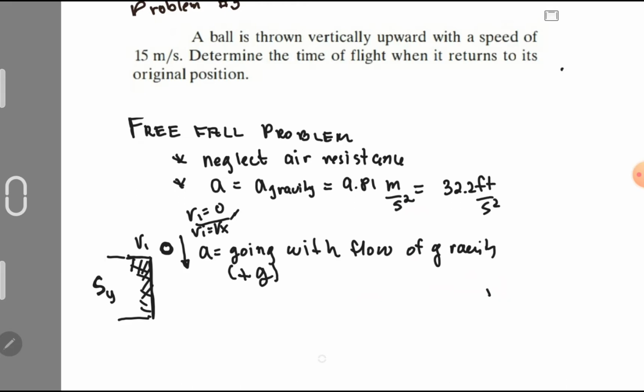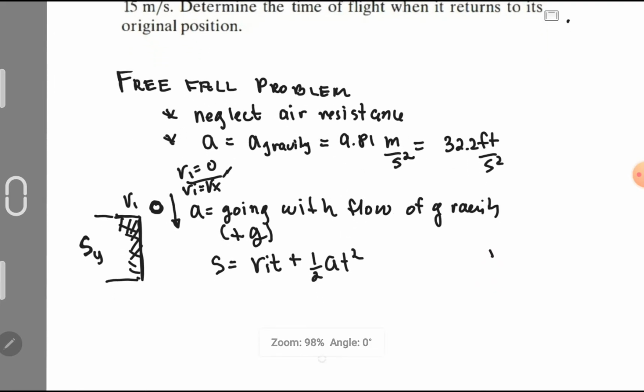Okay? So later on, you will realize this situation. Kaya ang ginagamit ko lagi is, let's say, S is equal to Vi t plus 1/2 a t squared. This is always my formula. I'm not changing this sign positive into anything else.